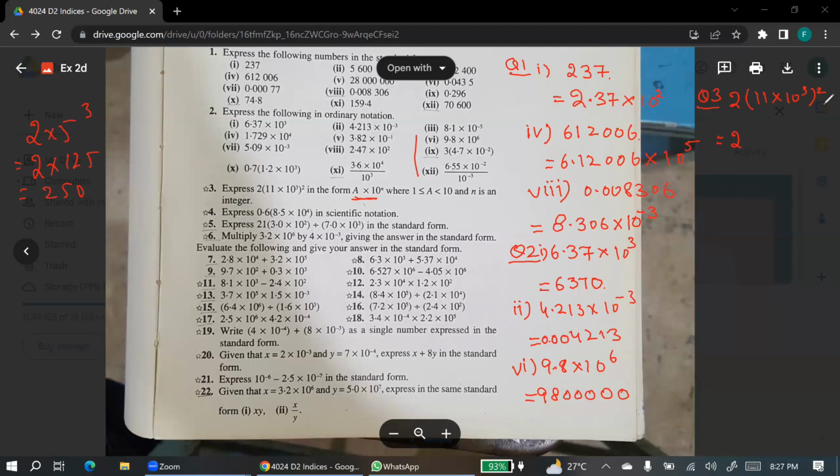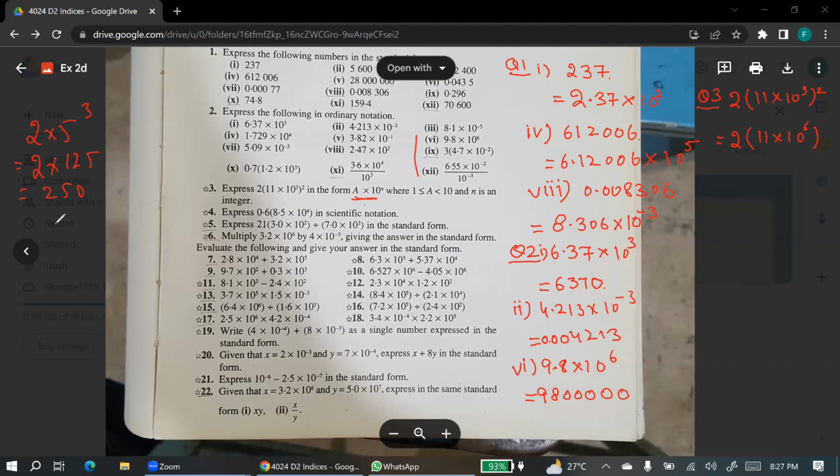Now, in this one, first of all, we will remove the power. How can we remove the power? We can multiply the powers. So 2 in bracket 11 multiply by 10 to the power of 6. Your indices are still weak.